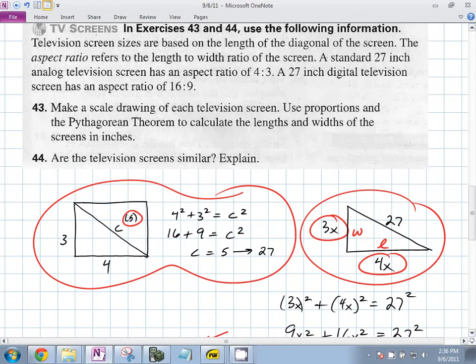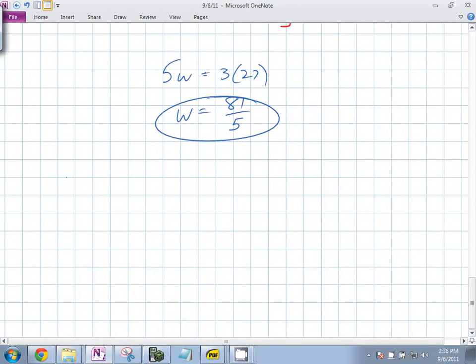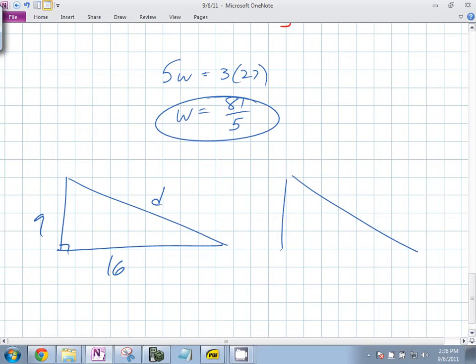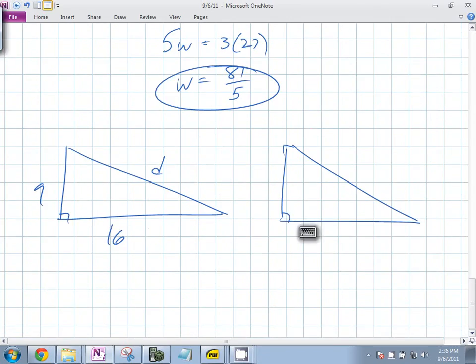Let's do the next one here. What was the next triangle? Let's do it the short way. We knew it was going to be 9, 16, and we don't know what the diagonal is, right? But what's the other triangle we do know? What's the diagonal on this one? 27. They're both 27. So we know that D is 27.